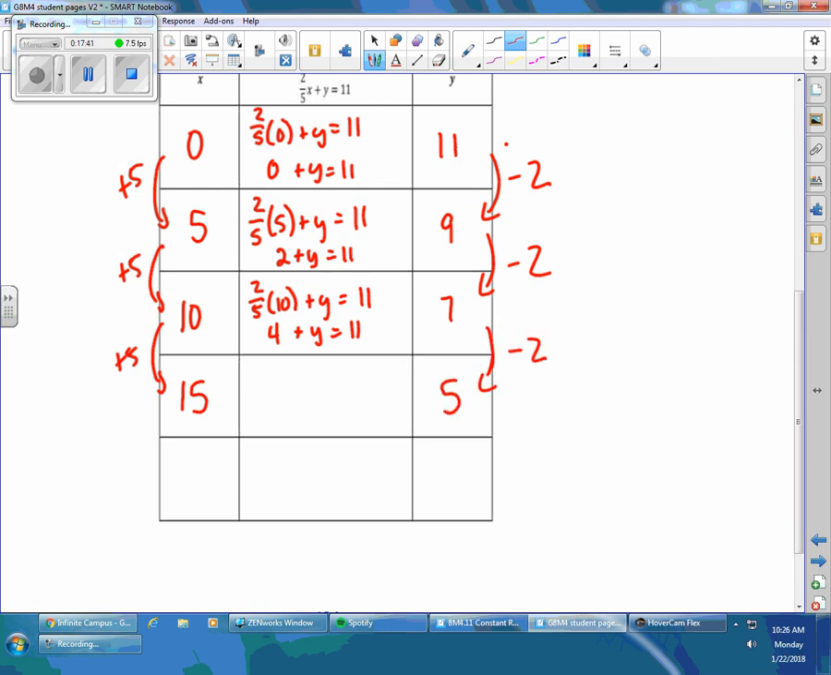Let's check it and see if it works. 2/5 of 15 plus 5, does that equal 11? 2/5 of 15 is going to be 6, and it works. Now 2/5 of 15, again, you can reduce, or you can say 2 times 15 is 30 divided by 5 is 6. Either way, or do it in your calculator completely.